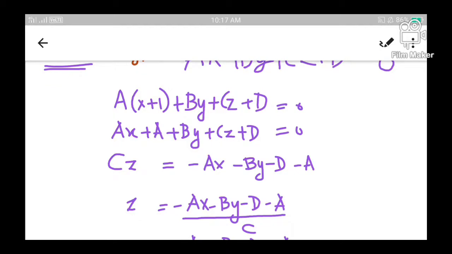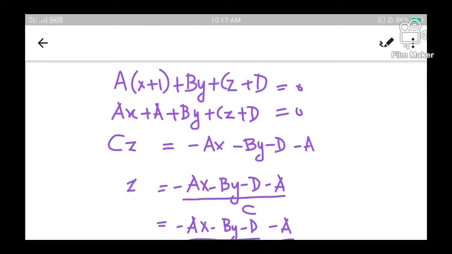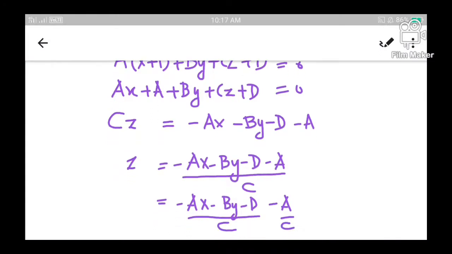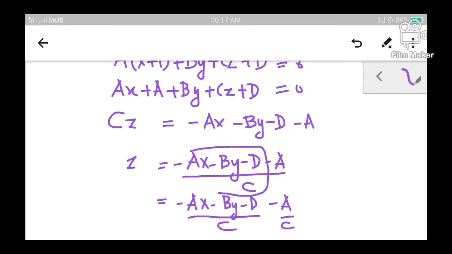Rearranging the terms, we get z is equal to minus ax minus by minus d by c, minus a by c. That means this much portion is written together and this portion is written separately. So I have written this whole thing as two separate terms, minus ax minus by minus d by c and minus a by c. From this, what is minus ax minus by minus d by c?